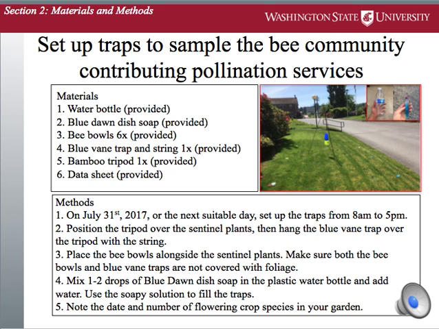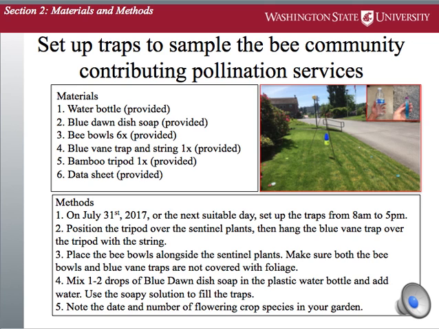With your bee bowls, you only need to fill up the bee bowl to about 1/4 of an inch above the rim, but don't underfill them, especially on warm days. They can evaporate, and then bee species will be lost because the traps won't be able to capture them. And then in the blue vein trap, you only need about 1 inch of water in the bottom of the blue vein trap.